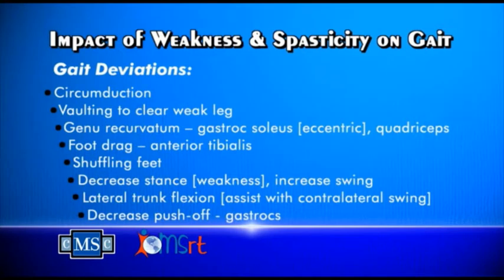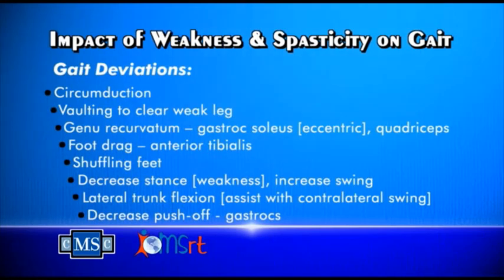A shuffling gait, or both feet sliding on the floor, is indicative of spasticity as well as weakness of the anterior tibialis. Spending less time in stance phase on one extremity is an indication of weakness, and they're quicker to swing that leg through. Lateral trunk flexion can assist with contralateral swing, and we also see a decrease in push-off as the gastroc muscle is the primary muscle for acceleration of the body forward during the gait cycle, which caused the difficulty with his gait.